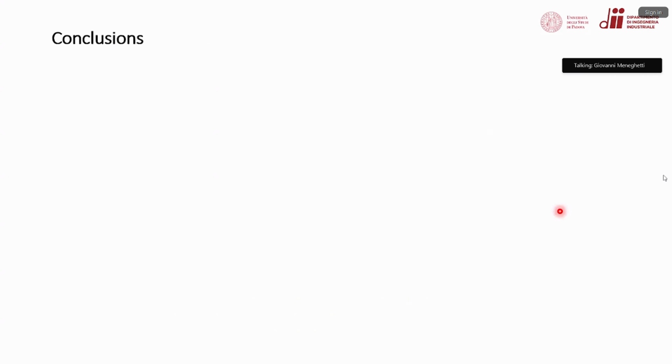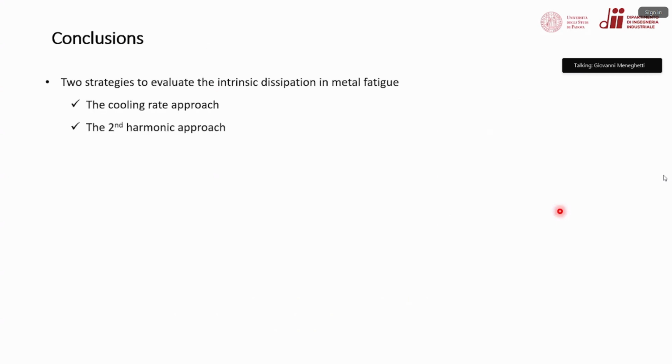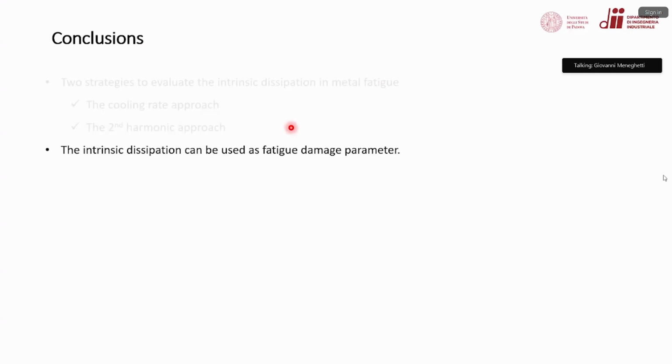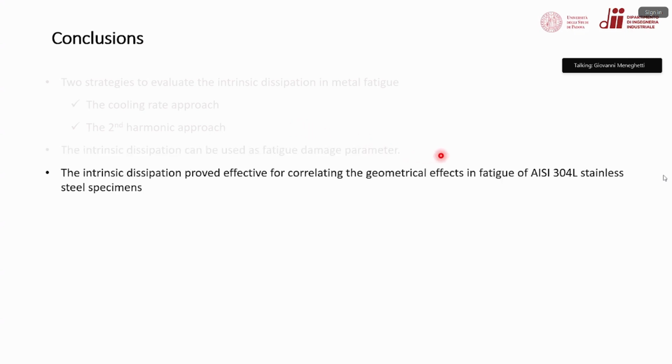So in conclusion, we have seen that two strategies can be defined to estimate the intrinsic dissipation with a rather simple analysis of the thermal signal. The intrinsic dissipation can be used as a fatigue damage parameter, and the intrinsic dissipation proved effective for correlating the geometrical effects in fatigue, at least for the stainless steel material we have subjected to fatigue experiments.